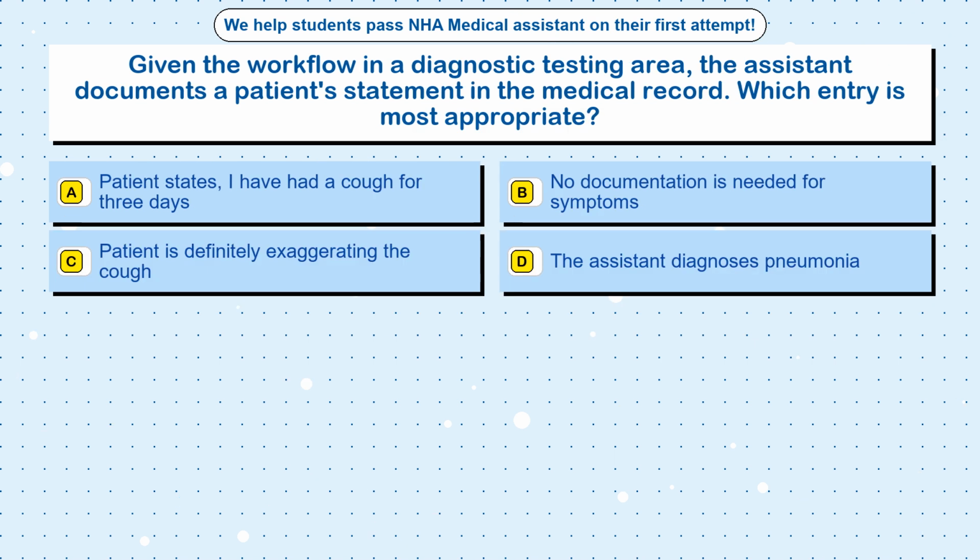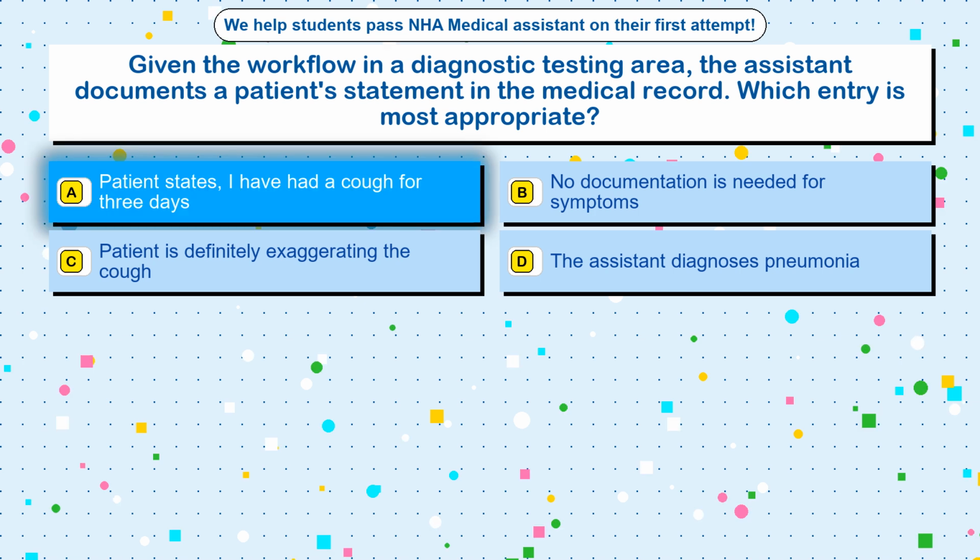Question 3. Given the workflow in a diagnostic testing area, the assistant documents a patient's statement in the medical record. Which entry is most appropriate? Option A. Patient states, "I have had a cough for 3 days." Option B. No documentation is needed for symptoms. Option C. Patient is definitely exaggerating the cough. Option D. The assistant diagnoses pneumonia. The correct answer is option A.